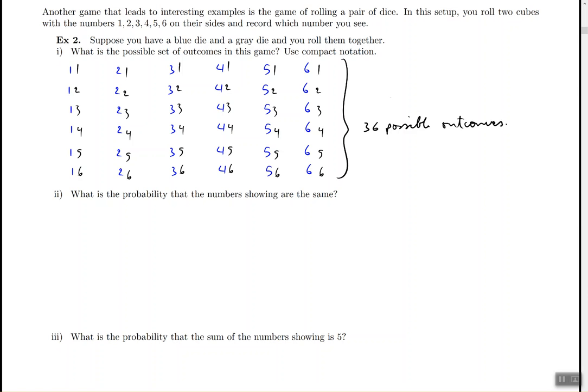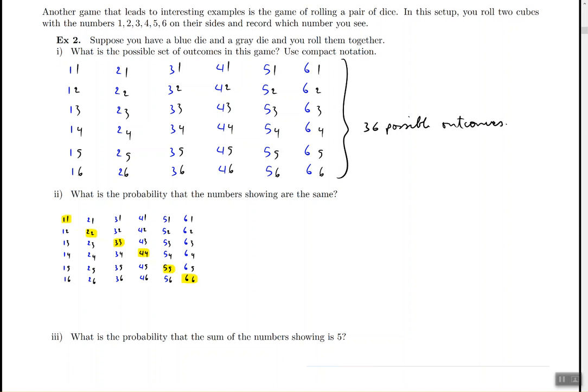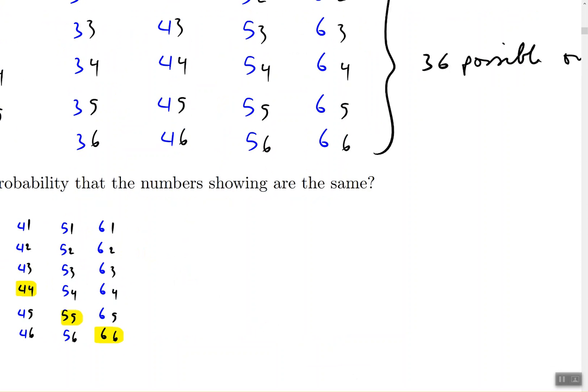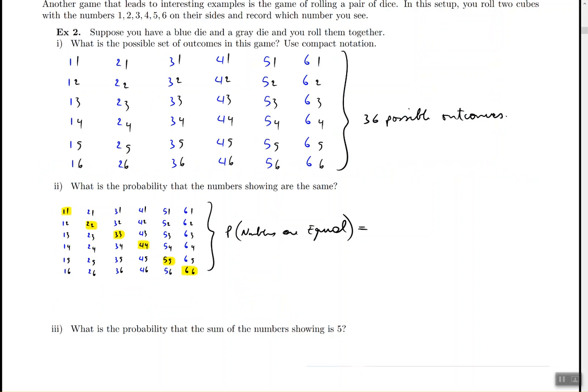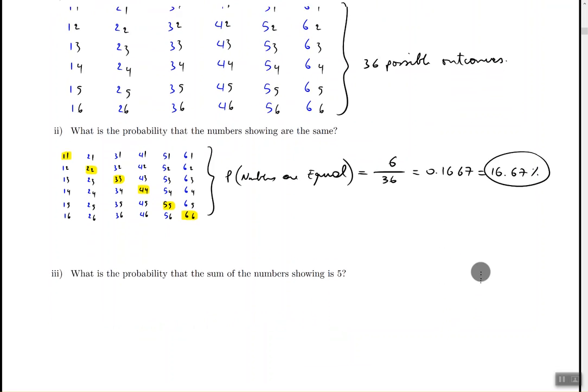Okay, cool. So now what's the probability that the numbers are the same? Okay, so what's the probability of you rolling the 2 dice and you get the same numbers? So like 1, 1 or 2, 2 or so on. So what I did is I copy pasted the table above and I've highlighted the possible events where the 2 numbers are the same, and now I'm going to calculate the probability. Okay, so the probability that the numbers are equal is going to be pretty much 6 divided by 36, which is the same thing as 16.67%. So that's the end of that one.